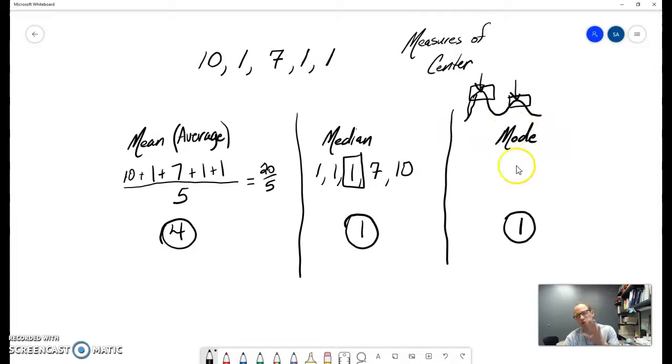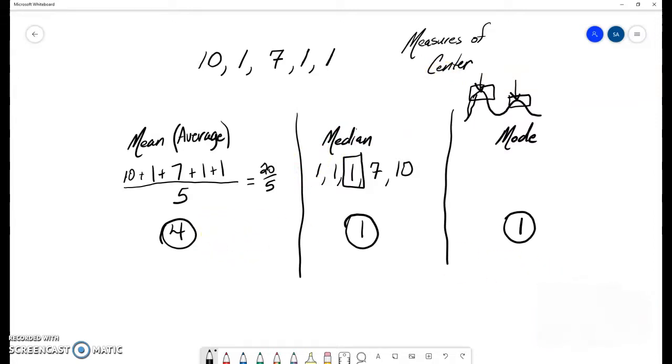So whether or not mode is really a measure of center, the mean and the median are typically what we talk about, but mode is a very important concept, regardless. Okay, so those are how to calculate them. Let's talk a little bit more about what they actually represent. So the mean takes into account every data point, which is good, and that's why we often use this.